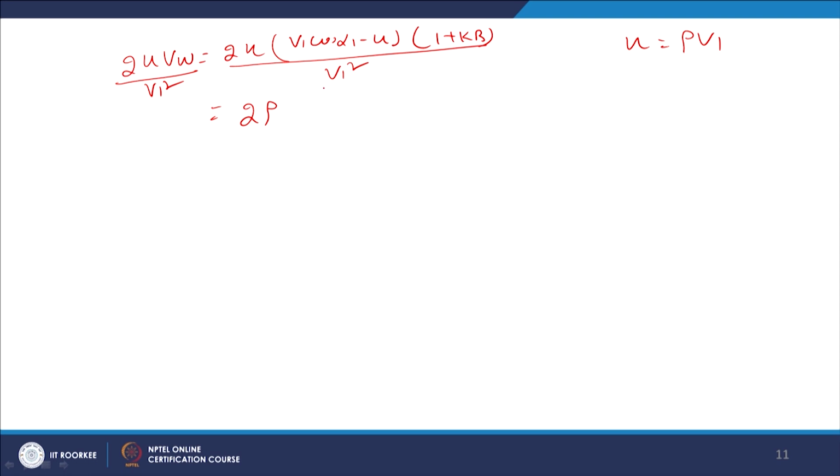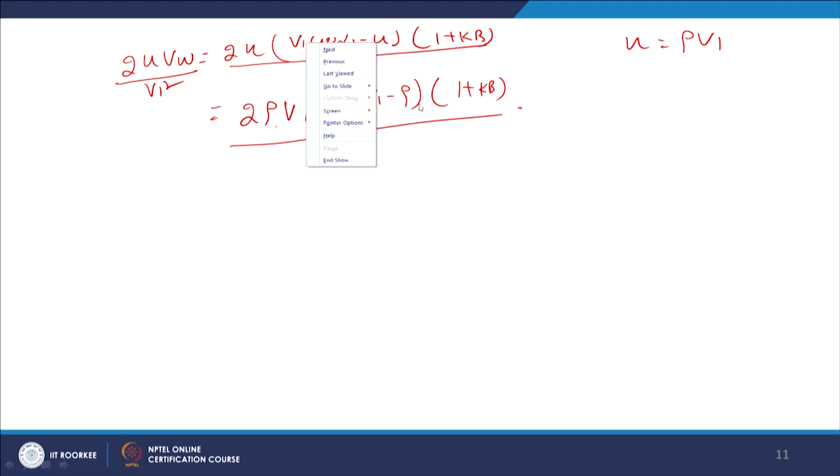2 rho V1 cos alpha 1 minus rho 1 plus KB, because U is equal to rho V1 we have put here, then V1 will be cancelled out. Then when we enter in this bracket, this V1 will be cancelled out, and this U by V1 is going to be rho. So, this is completely correct, 2U VW by V1 square is this much.